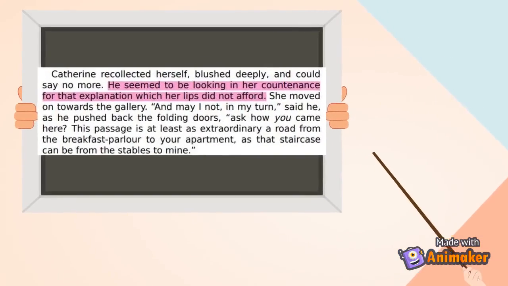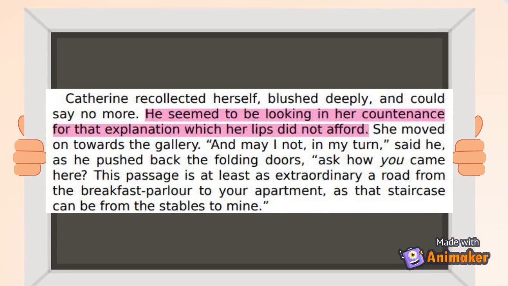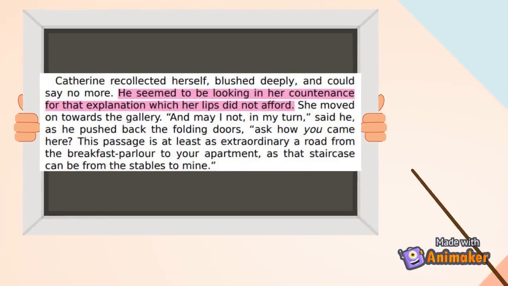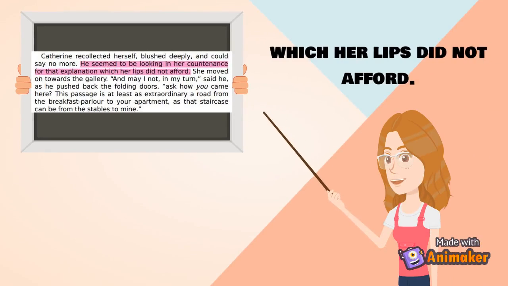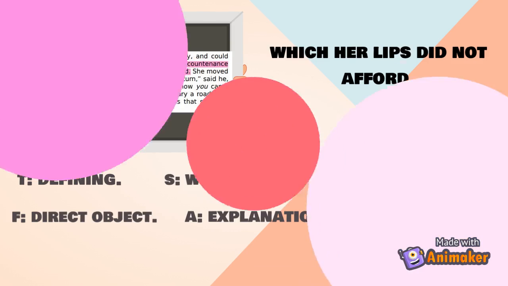This is our last example, and it says, "He seemed to be looking in her countenance for that explanation which her lips did not afford." Our dependent clause is which her lips did not afford. The type is defining. We don't have commas and it's essential information. The subordinator is which and the function is direct object. The antecedent is explanation, a common noun.